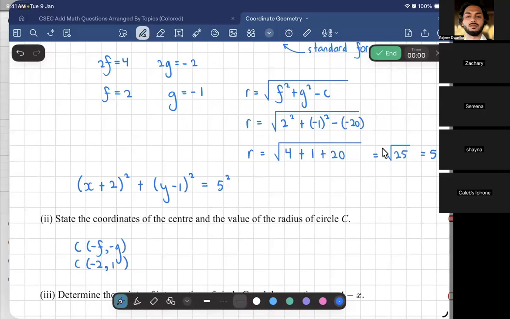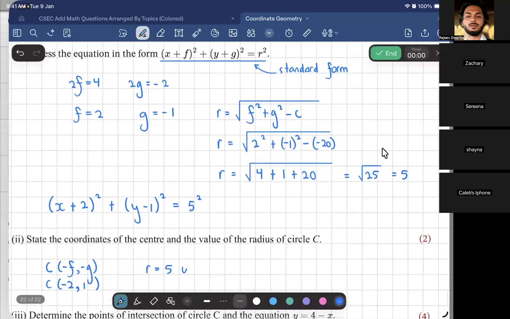Great. What is the value of the radius? It's the square root of 25, well, 5 squared. Right? And you say 5 units. So the radius is 5 units.